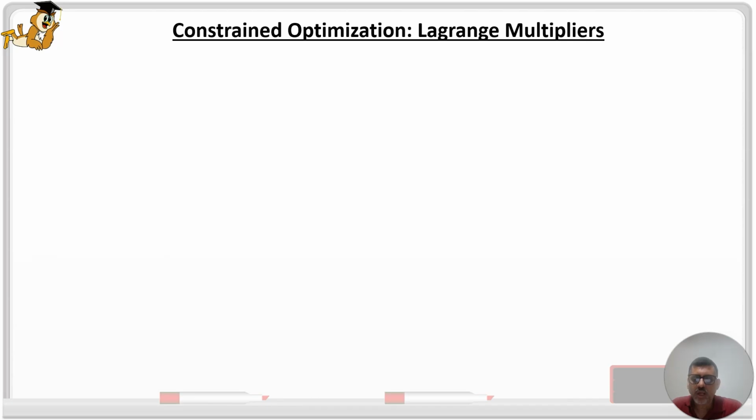Let's now move on to the last topic of this session. I'm going to talk about constraint optimization. We saw Lagrange multipliers in the earlier discussion where we talked about regularization. But let me give you the big picture first.